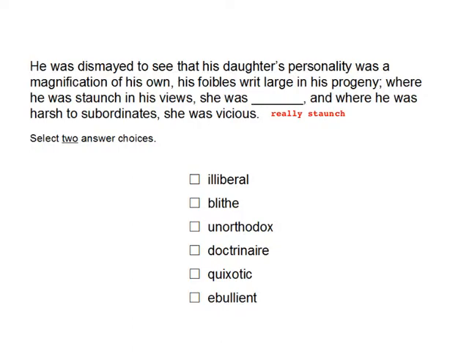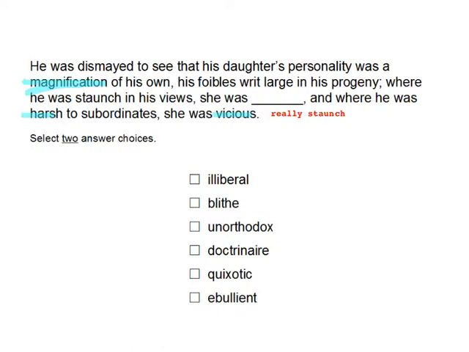So if you didn't pick up on this whole magnification concept, by the time you got to the first blank, or the second blank, you would hear: harsh leads to vicious. So she's a more extreme version of him. If you can't think of a word that means really staunch, just put really staunch in the blank. It aligns with the meaning and it's recycled so you know it's accurate.